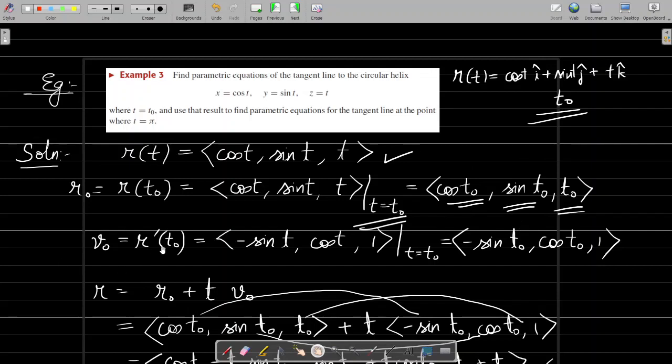Then v naught is r dash at t naught. So r dash is minus sin t, cos t, 1 at the point t equal to pi. So you find out at the point pi, it is minus sin pi, cos pi, 1. That will be the value of v naught. So r naught plus t times v naught, this plus t times the second quantity will give you the equation of the tangent at that given point.